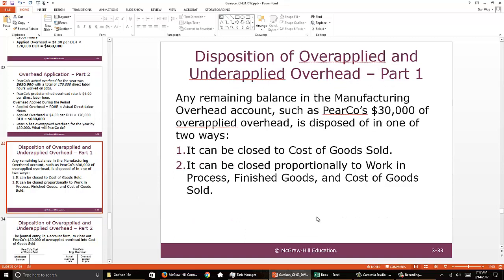So any balance that's left over in overhead is dumped in one of two ways. We can close it to cost of goods sold. That's the less accurate but easier and more convenient way. Or we can close it out proportionally to work in process, finished goods, and cost of goods sold on the basis of how much overhead has been applied to those accounts in the current period.